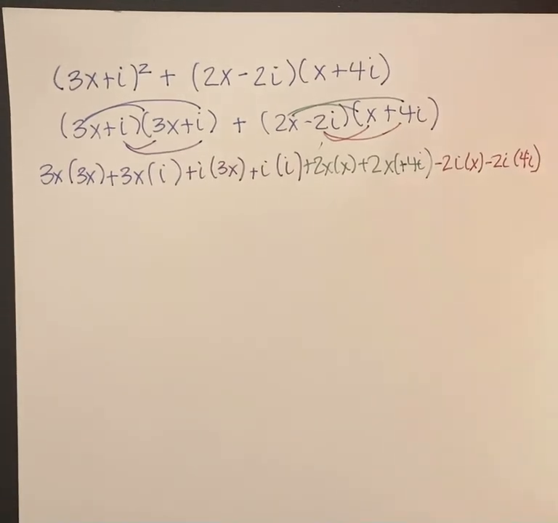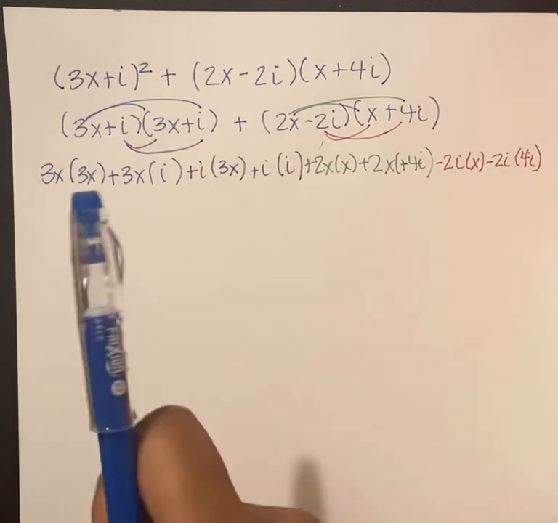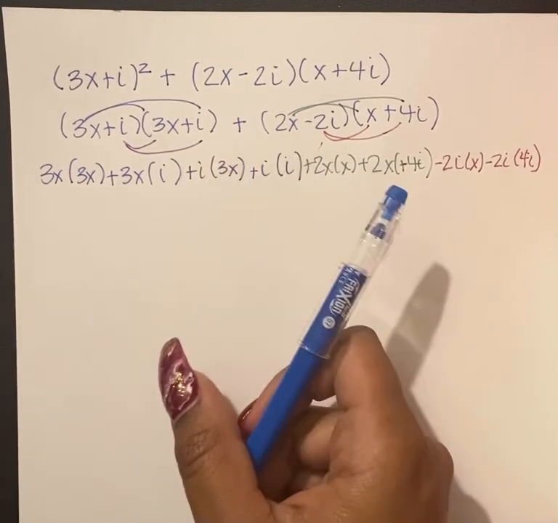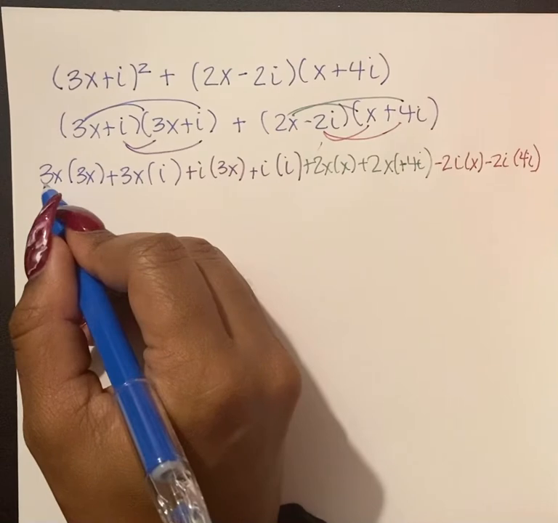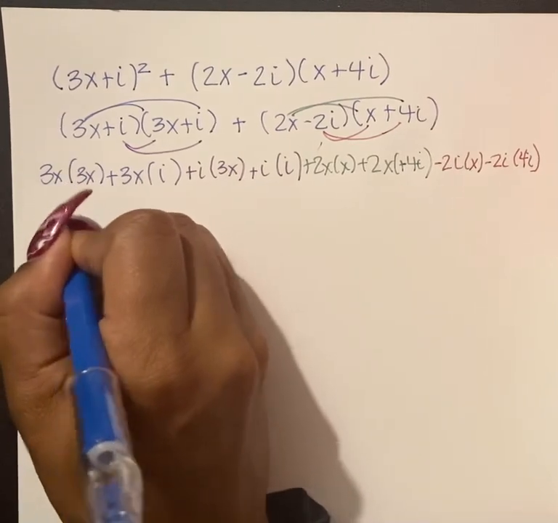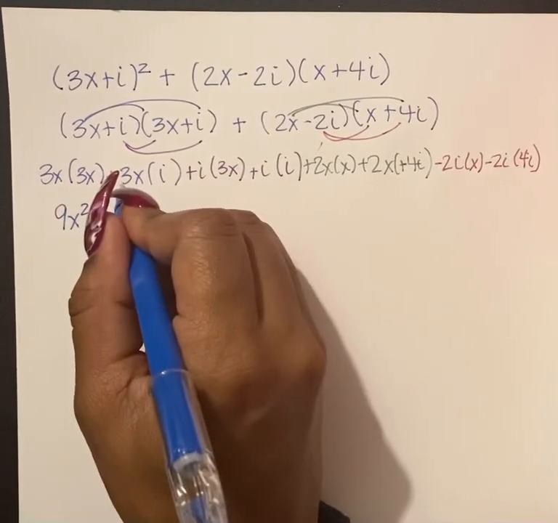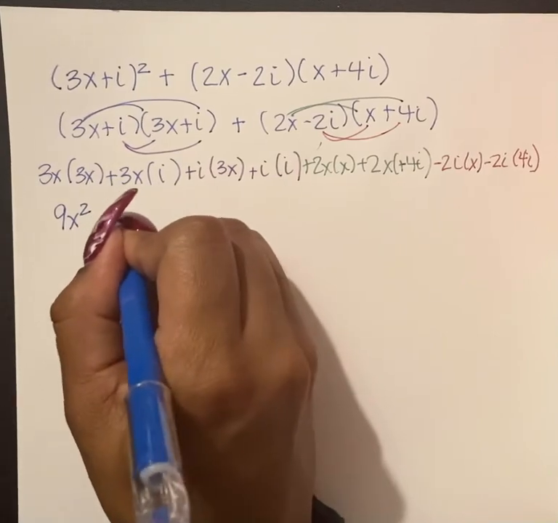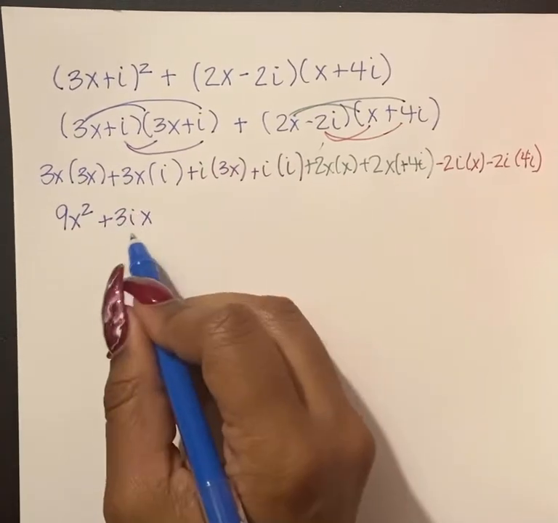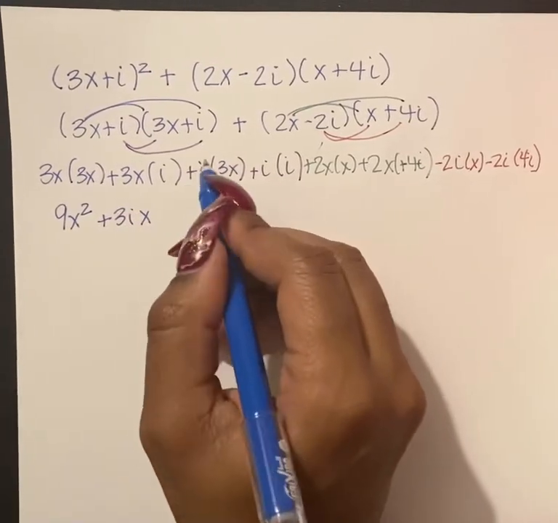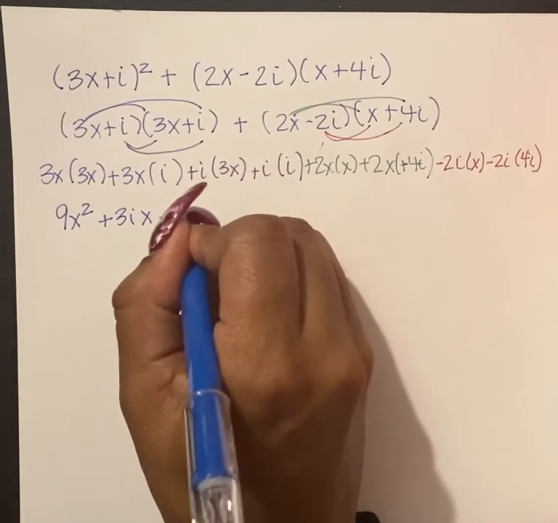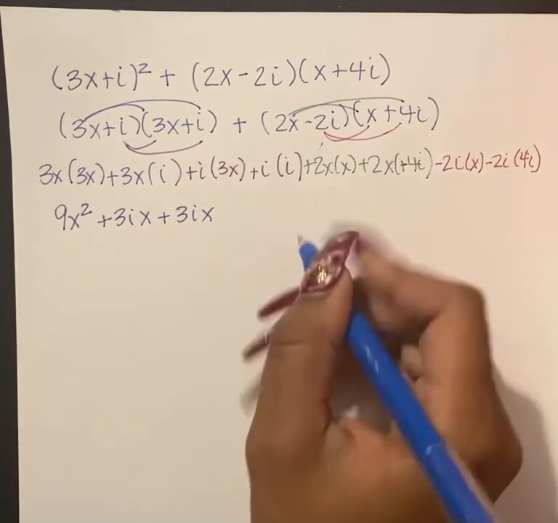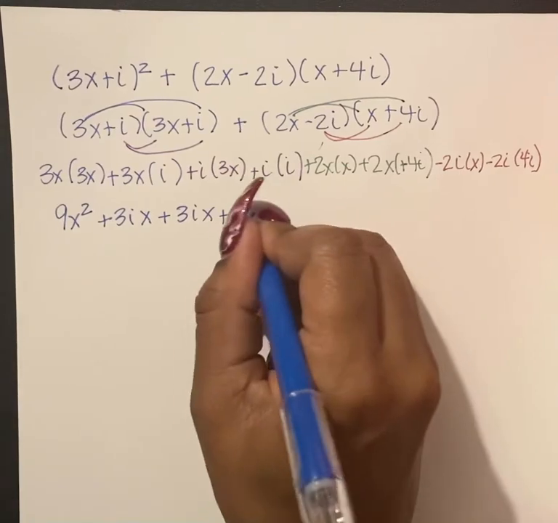Okay, and so now I'm going to actually just do that multiplication out. I tried to use different color pens so you can see them, but I see it's a little difficult to see the difference in colors. So 3x times 3x gives me 9x squared. 3x times i is going to give me 3ix, so the i goes before the x. i times 3x gives me another 3ix plus i squared.